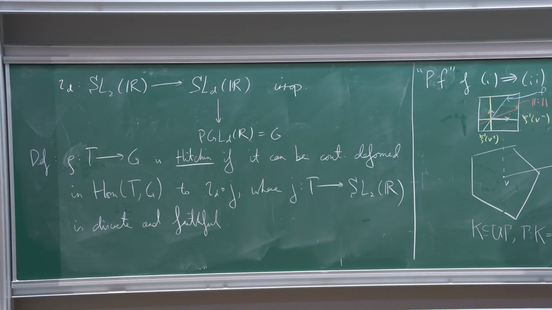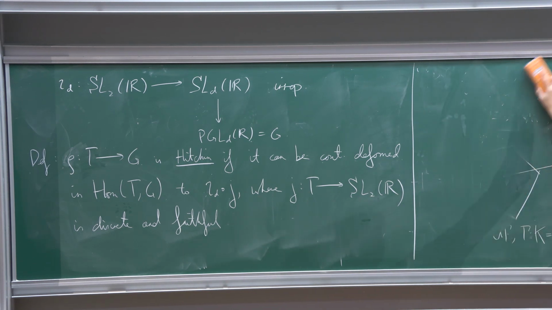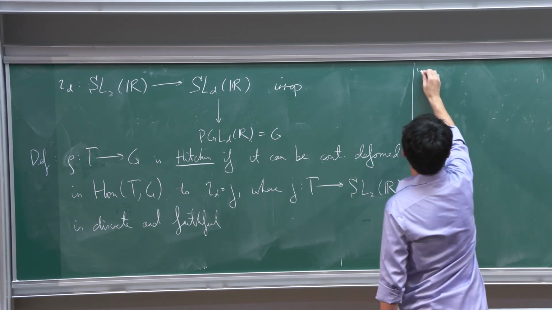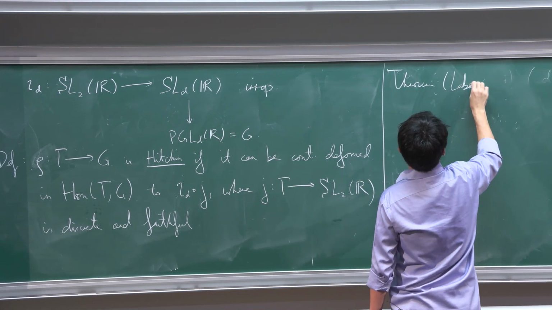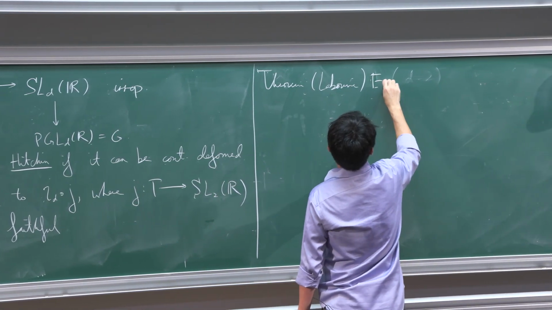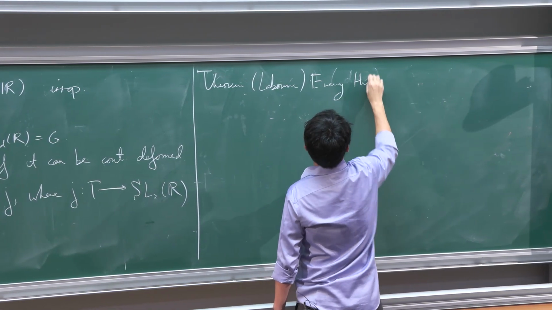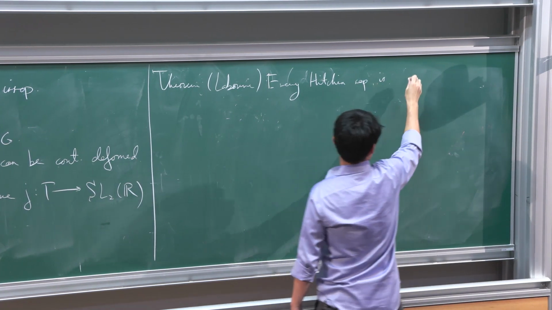And these Hitchin representations were really the first thing Labourie studied when he first defined his notion of Anosov representations. His theorem is that every Hitchin representation is P delta Anosov.